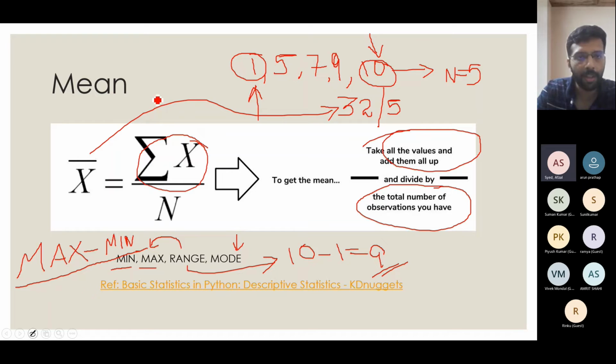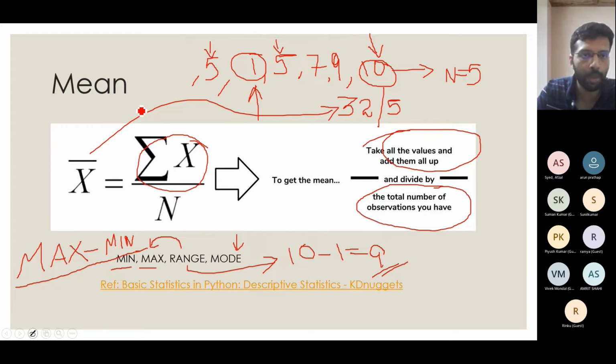But suppose this particular data had 2 5s in it. Then I have 5, 1, 5, 7, 9, 10 as my data. In that case, I have 2 numbers of 5, so the mode will be 5. Whichever data point is getting repeated the maximum number of times. It is the frequency of the data basically. Whichever data point is having the maximum number of entries, that will be my mode.